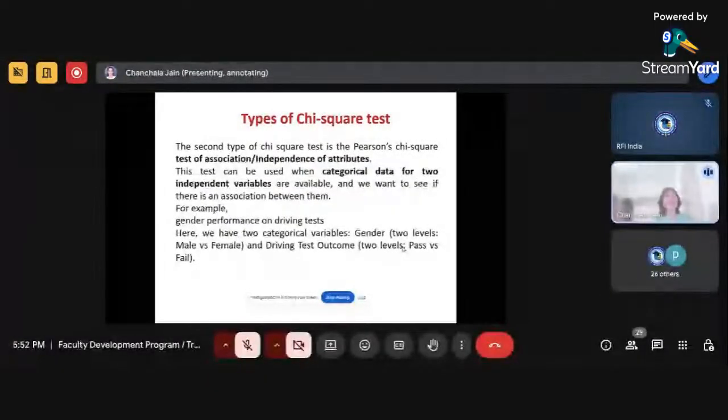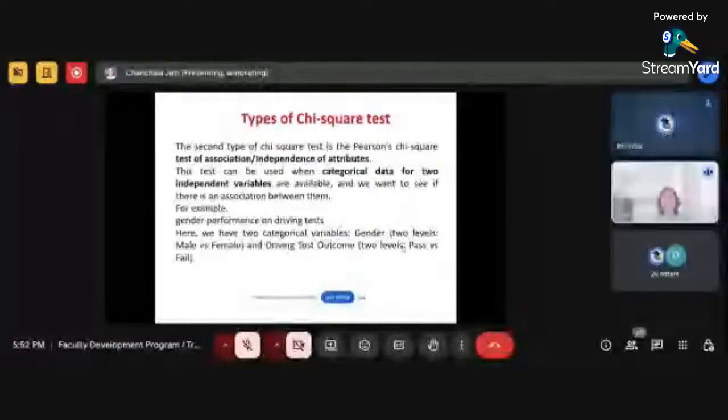So in case of second type of chi-square test, we are requiring 2 categorical data or 2 categorical variables. Both the variables we are treating as independent variables, right? So we want to see whether the two categorical variables are independent of each other or whether they are having any association between them. So for example, suppose we want to see gender performance on the driving test.